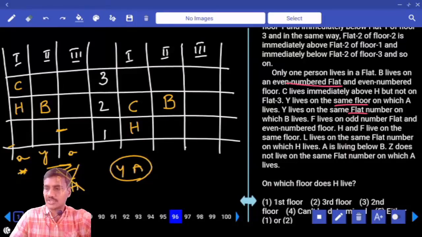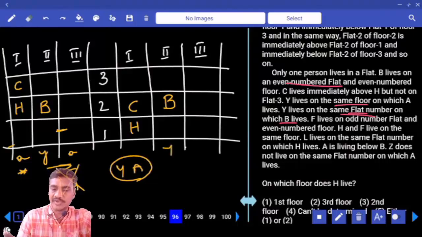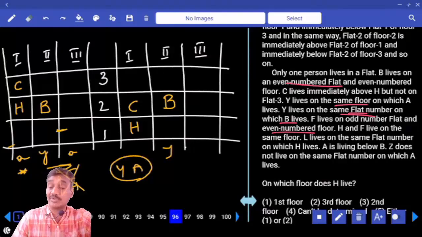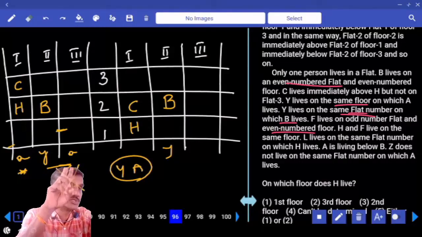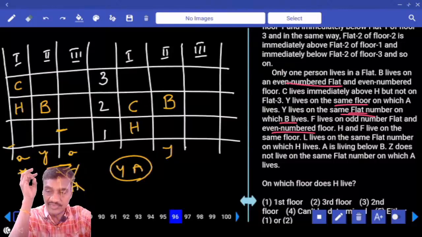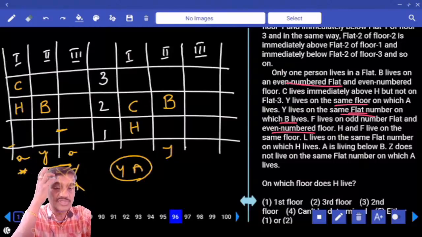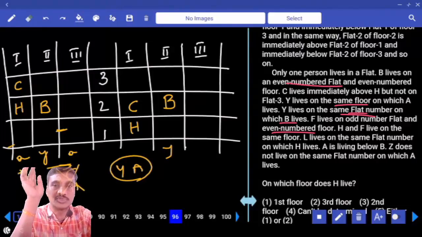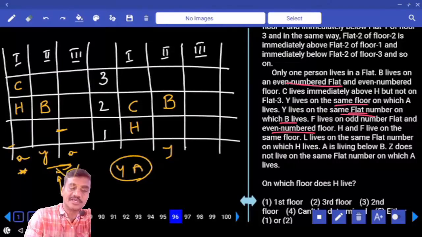Y lives on the same flat on which B lives, and at the same time here also Y is here. And F lives on an odd numbered flat and even numbered floor. Even numbered floor, that is the 2nd floor, odd numbered flat, that means 1st or the 3rd. Hence on the 2nd floor, where should F be? Either in the 1st or in the 3rd. But is there a chance of it being in the 1st here? No. Hence F must be on the 3rd.